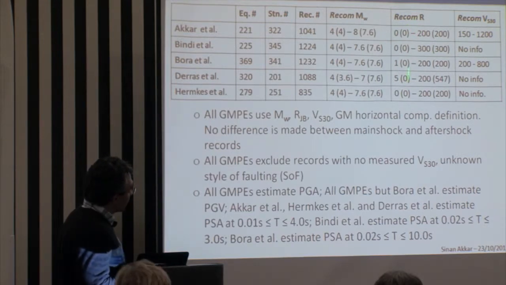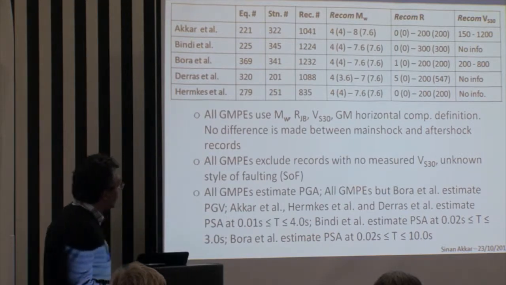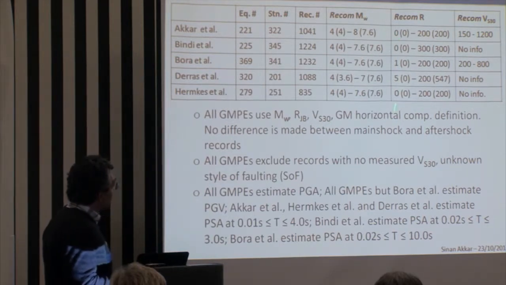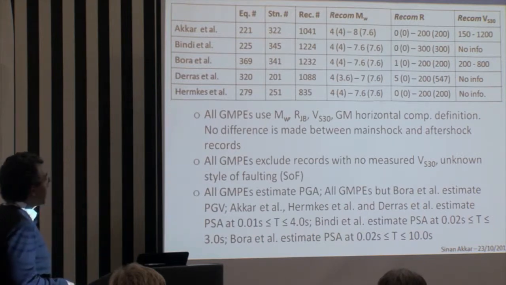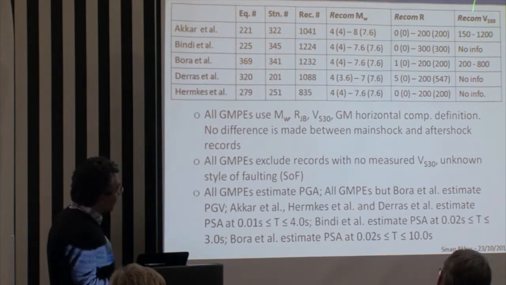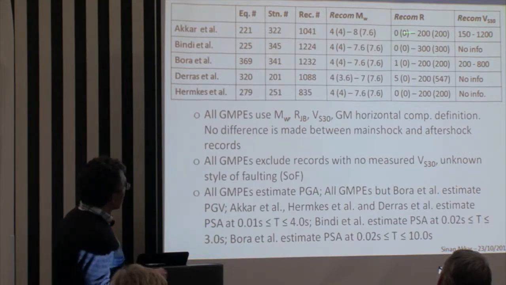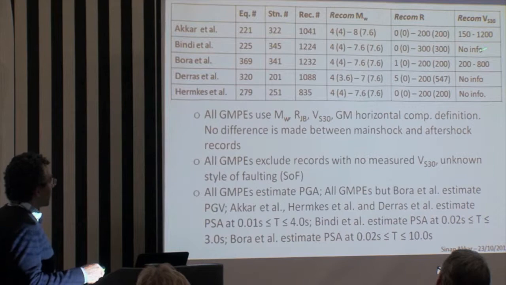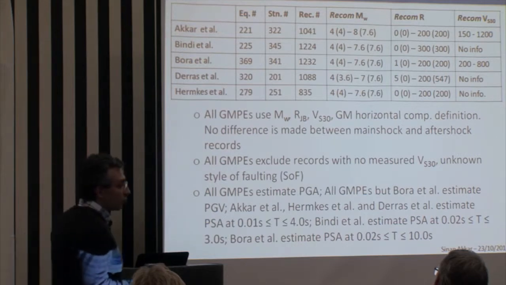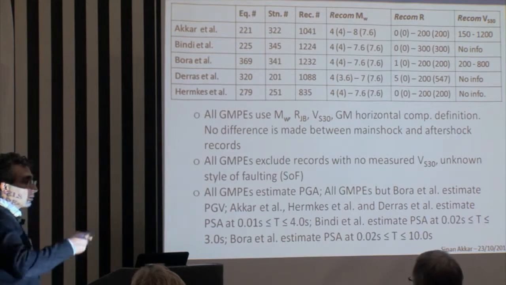The ones in parentheses are the upper and lower level distance measures used for each GMPE, and the ones not in parentheses are the recommended values for distance intervals. And the last column here shows the recommended VS30 values. As you can see, there is a clear indication of recommended VS30 only for 2 models. This is Akkar et al., which I tried to summarize in my previous presentation, and this is Bora et al., and they recommend the use of their model for VS30 values between 200 meters per second and 800 meters per second.